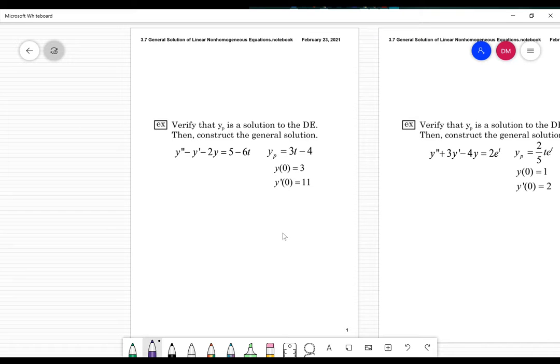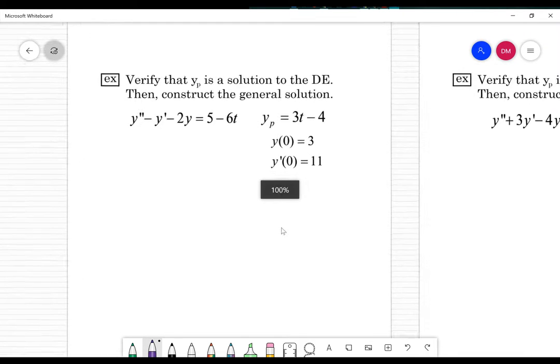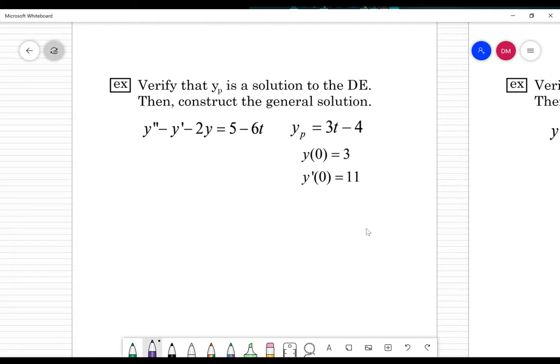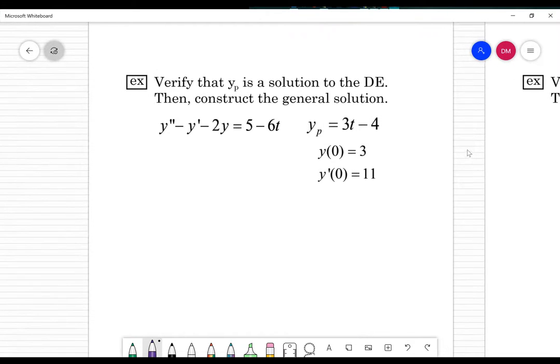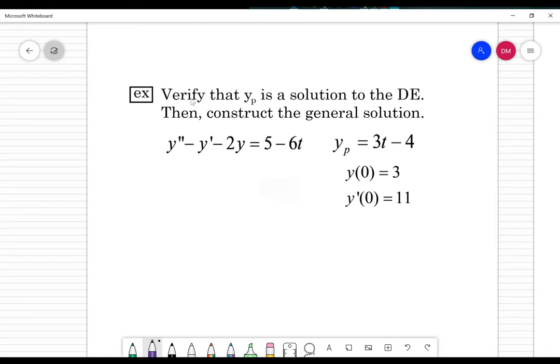Hello, welcome to this 3.7 Part B video where we're going to do a couple of examples with initial value problems. Kind of like in class, I'm going to do one where our right-hand side, our g of t, is linear, so polynomial in nature, and then we are going to do one that is more exponential in nature. Now, I did include that we are going to verify that we have a solution for y sub p, but I'm only going to do that for the first one.